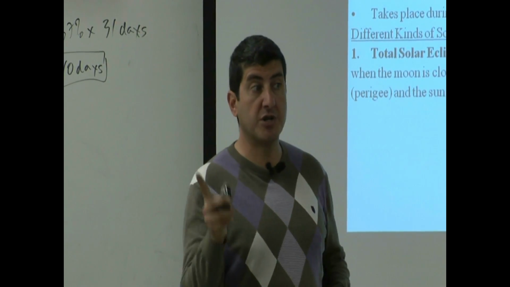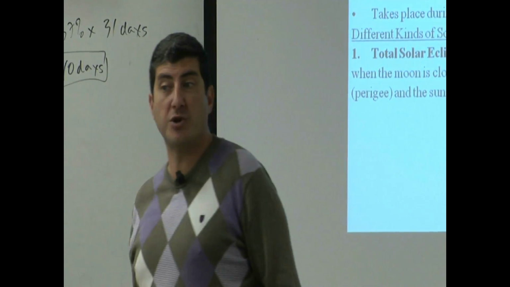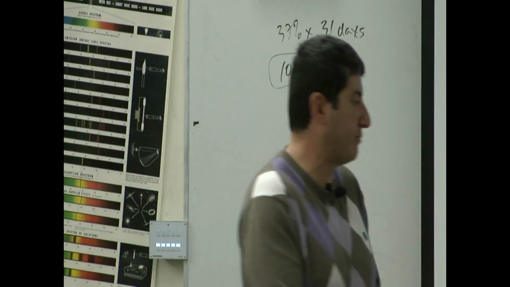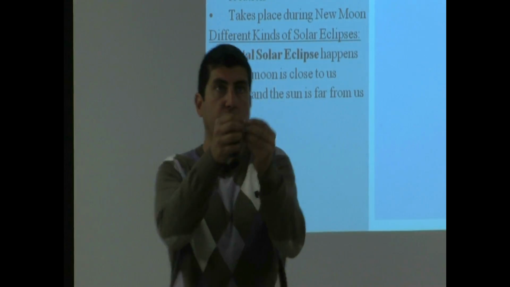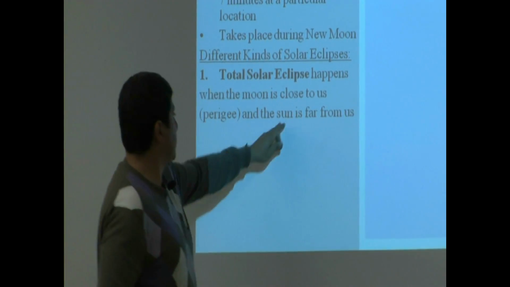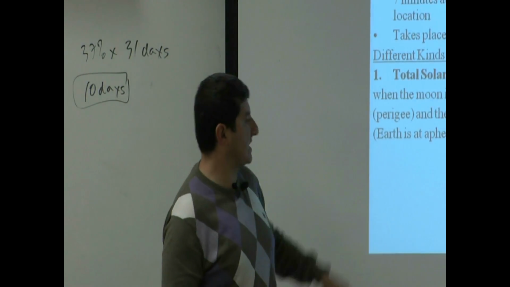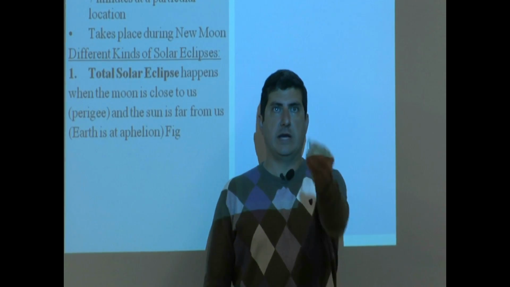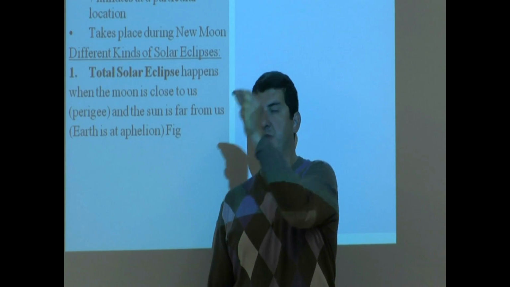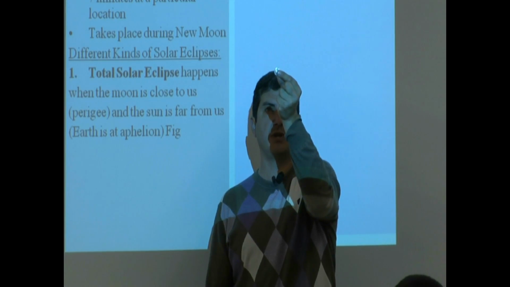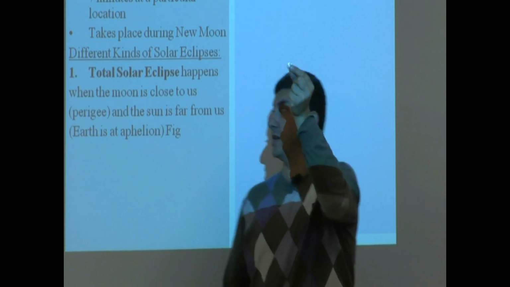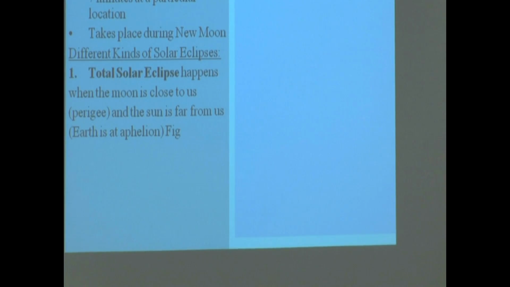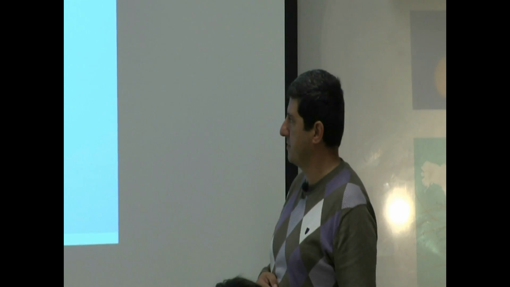The moon's orbit around the earth is also elliptical. Sometimes it's close to us, sometimes it's far. So back to the nickel example. If the moon is close to us, and if the sun is far from us, the earth is at aphelion. So see, if I'm far from the projector, and if the nickel is close enough to me, there you go, perfect cover. I can cover it up, you see? So if the sun is far, it's going to appear small. If the moon is close, it's going to appear big. You're going to get a total solar eclipse.